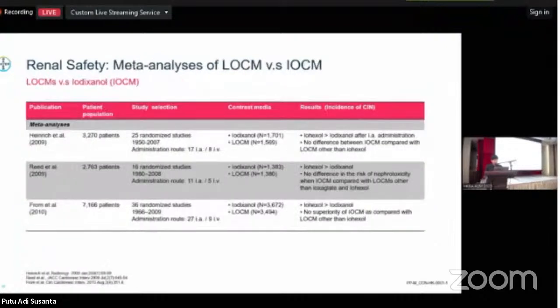And there are also three large-scale meta-analyses in 2009 and 2010, also comparing iodixanol with different low-osmolar contrast agents on the incidence of contrast-induced nephropathy. For these studies, enrolling patients receiving different low-osmolar contrast agents, the results all show that there is no difference between iodixanol and the other low-osmolar contrast media, except for iohexol and ioxaglate, for which the CIN risk is higher compared to iodixanol. And I might pay more attention to the study of the four meta-analyses in 2010.